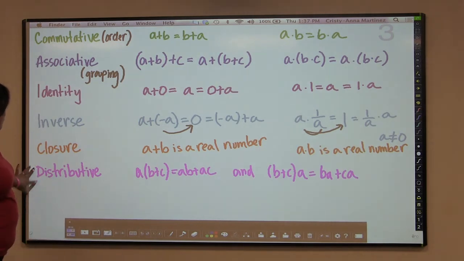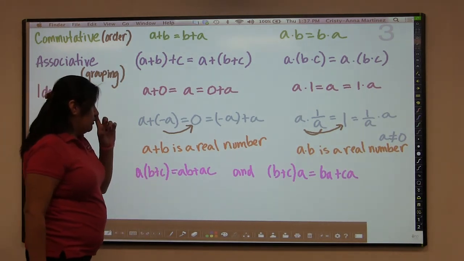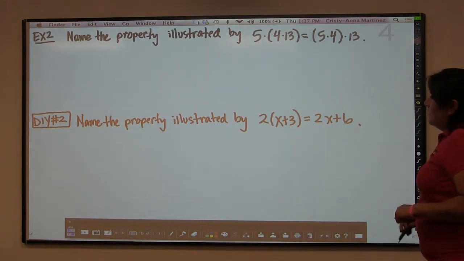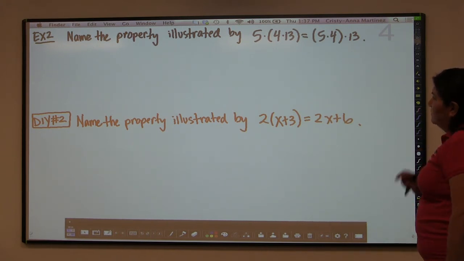And then we have our distributive property, which I'm sure you're pretty much aware of. And here we have that for you. So we want to write these down, make sure they're in your notes. And then we're going to do an example here. And this says, name the property that's illustrated by 5 times 4 times 13.